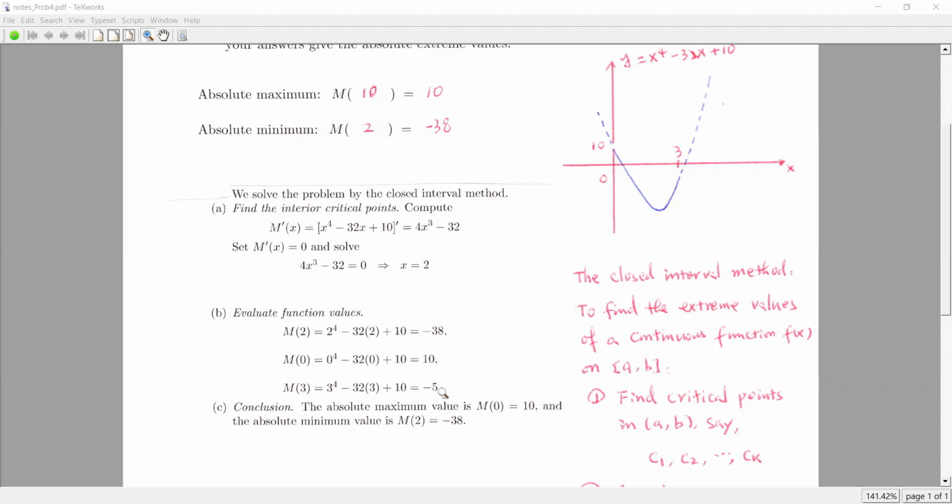Of these three function values, the smallest is negative 38. This is the absolute minimum function value over the given interval. The location of this function value is x is 2. x is 2 is about here. So this point is the lowest point of this portion of the graph.